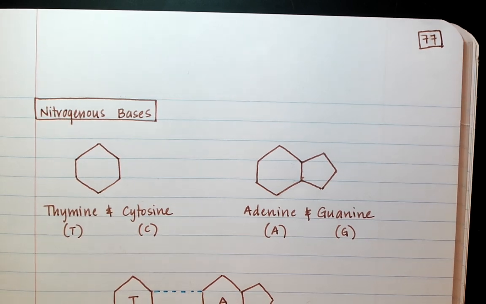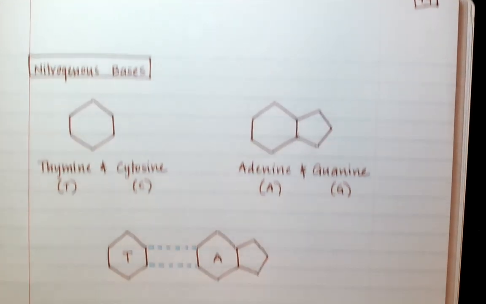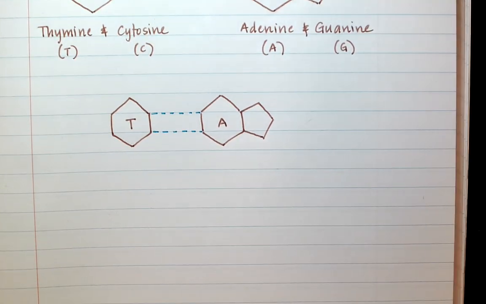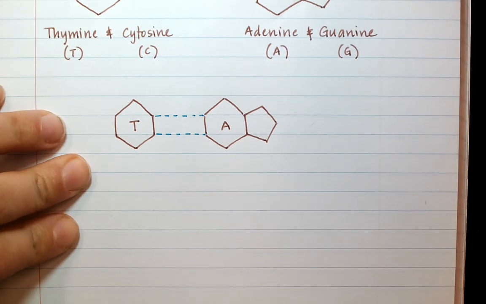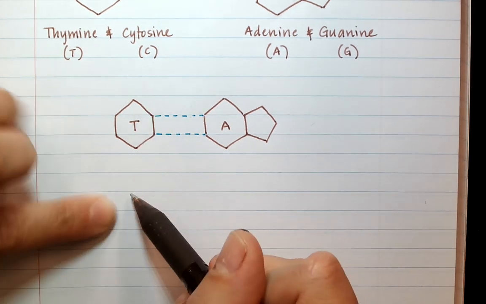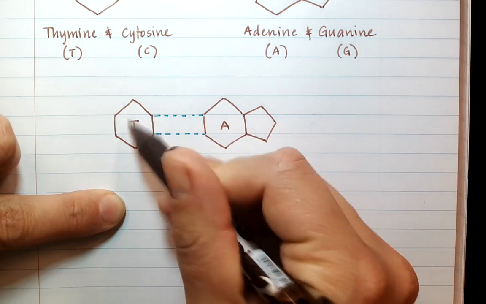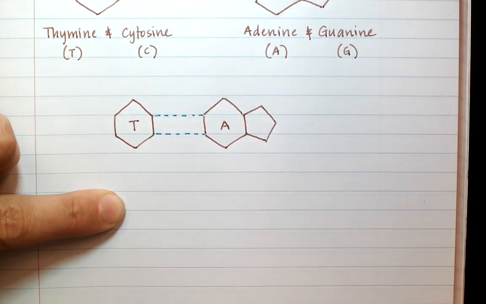Next, I'm going to show you how my C's and my G's fit together. So if A always binds with T, then C always binds with G. Now I could put my C here and my G here, and then I would have the small ones on one side and the big ones on the other side.